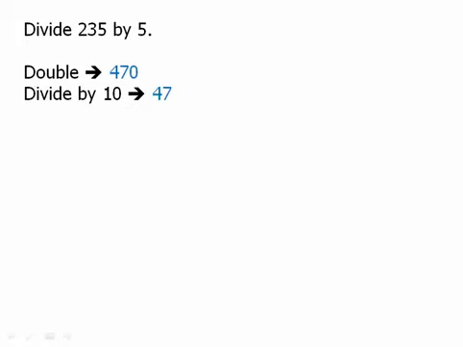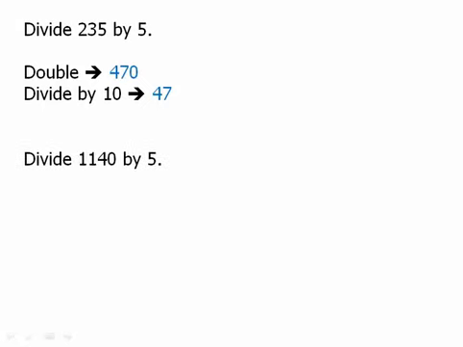Okay, so I'm going to choose to double it first, because then I'll get something that is divisible by 10. So, of course, 200 doubled is 400, and 35 doubled is 70. So that when that's doubled is 470. And then when we divide by 10, we just remove a 0, 47. So 235 divided by 5 is 47.